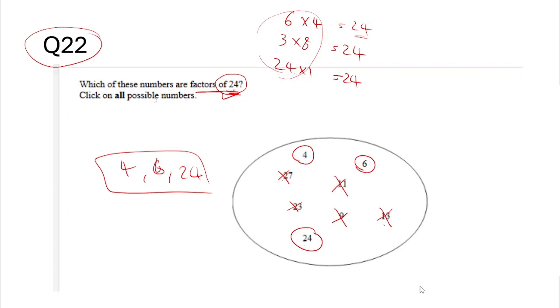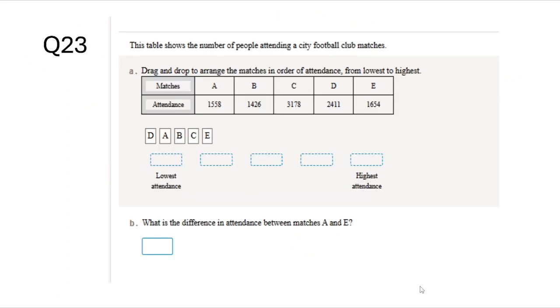Okay, question number 23 is saying this table shows the number of people attending a city football club's matches. Drag and drop to arrange the matches in order of attendance from lowest to highest.